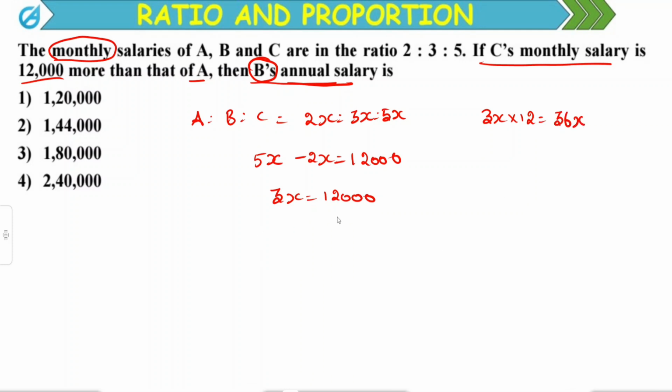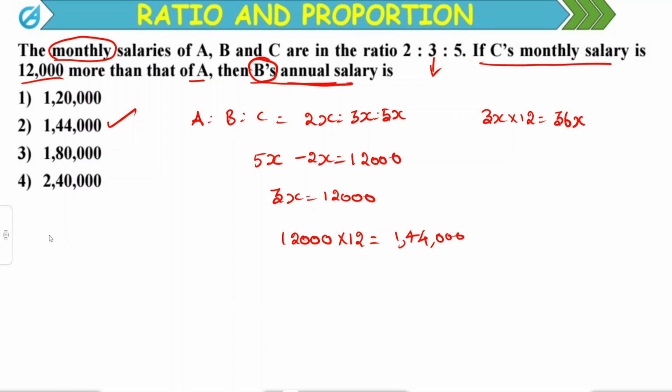See here, 3x is how much? 12,000. Okay, this is the monthly salary of B. Then what will be the yearly salary? We'll be getting 1,44,000. So the answer for this one is 1,44,000.